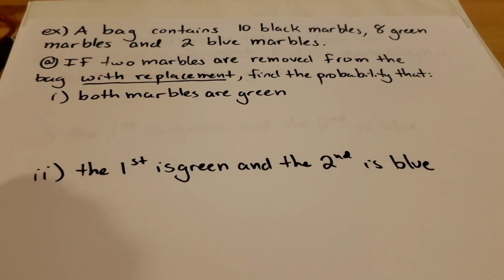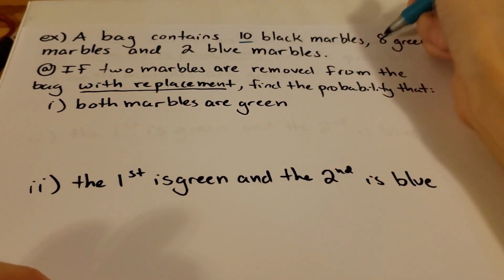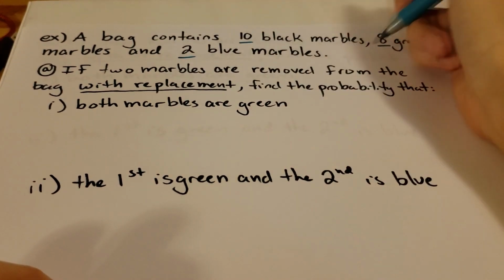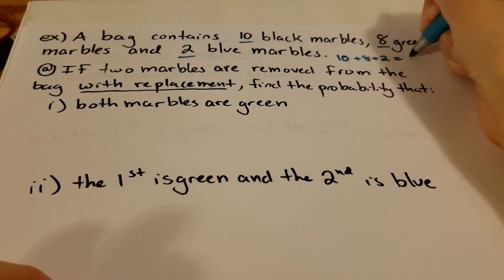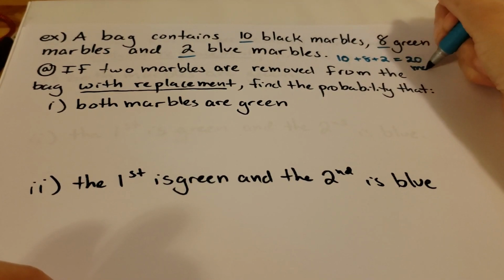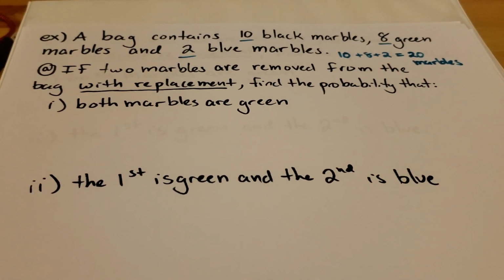Okay. So first what we need to do is look at how many marbles we have total. So 10 black, 8 green, 2 blue. Okay. So we have 20 marbles total, so our probabilities are going to end up being out of 20 at first. We want to now look at the probability that both marbles are green. So this is the probability that the first marble is green and that the second marble is green.